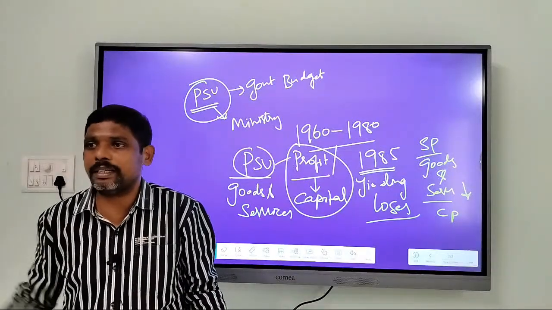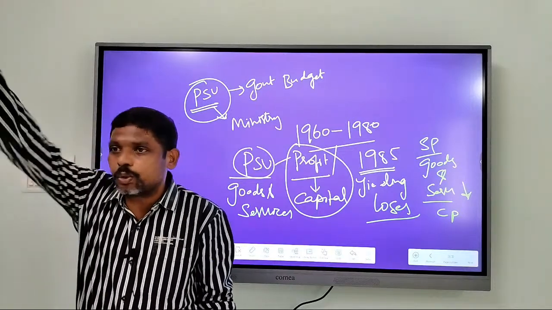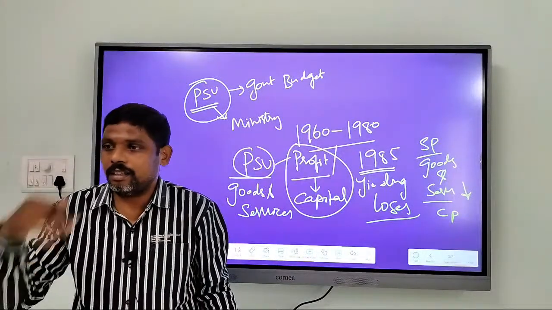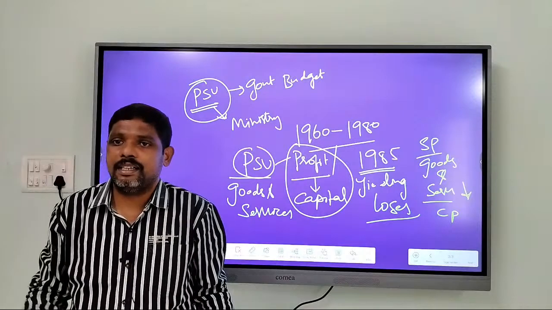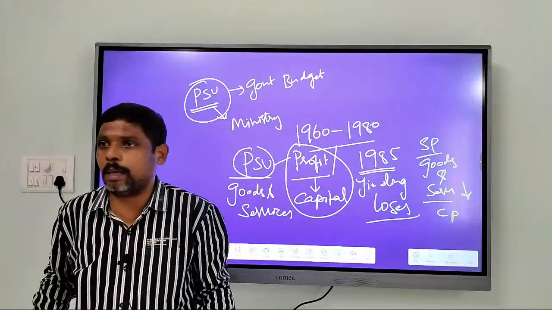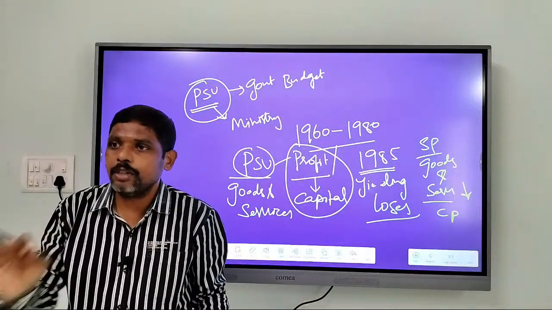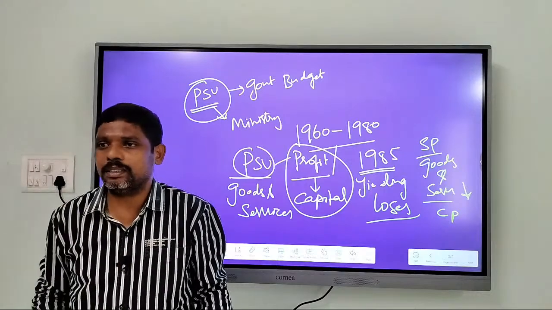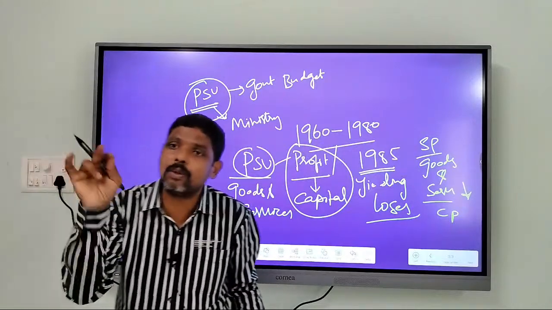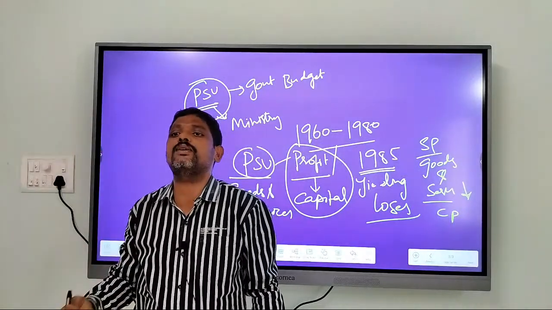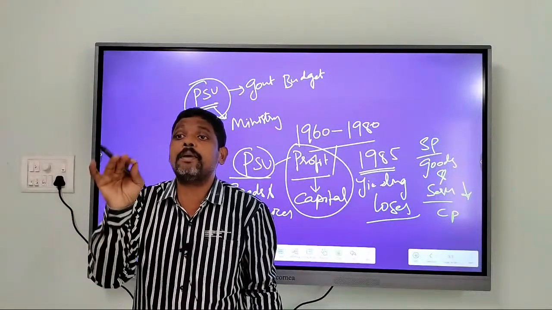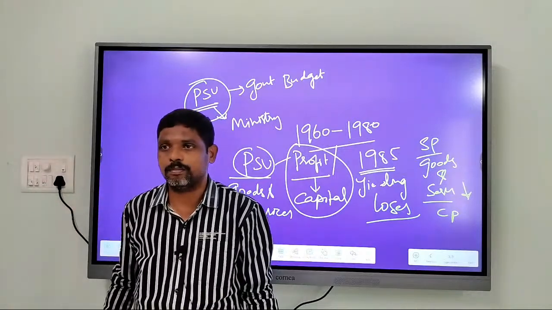We should leave that burden. Now what is a better way? Either you close down these public sector units or you privatize them. Right? There are two ways of coming out of this burden. The government has used both these options, closing the public sector units as well as privatizing them. Some of them were temporarily closed, some of them are permanently closed.